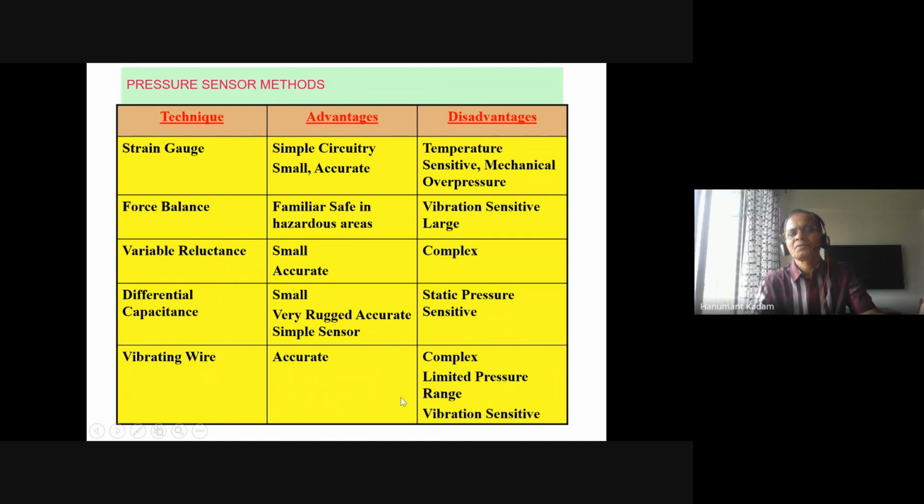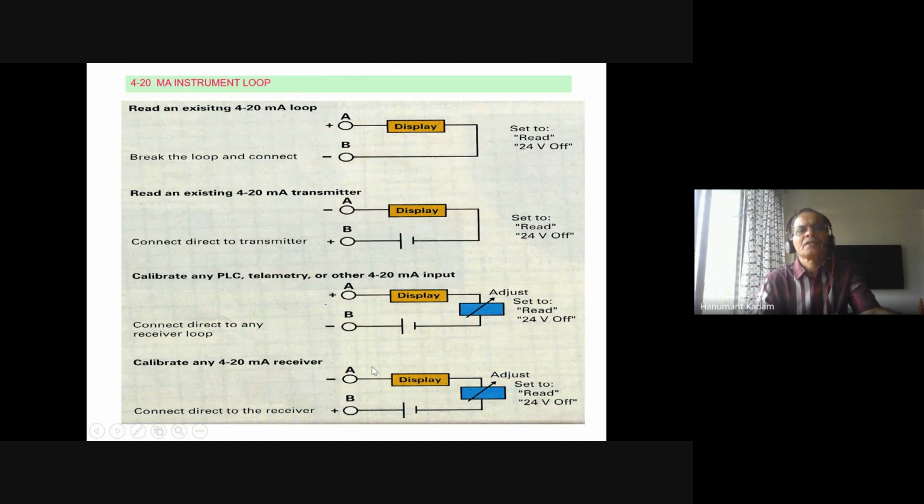This we will skip, because this is related to pressure sensor. So 4 to 20 milliampere loop resistance. Read an existing 4 to 20 milliampere loop display. Read an existing 4 to 20 with the transmitter. You have transmitter display.